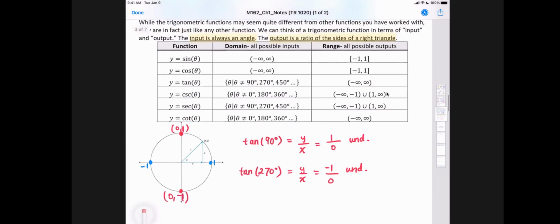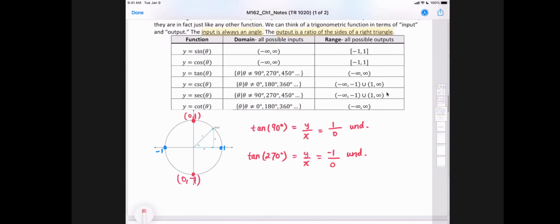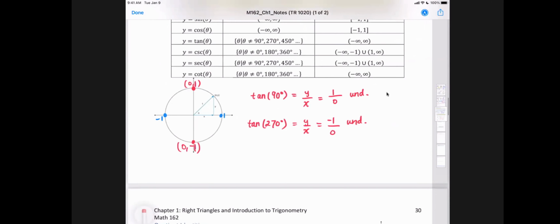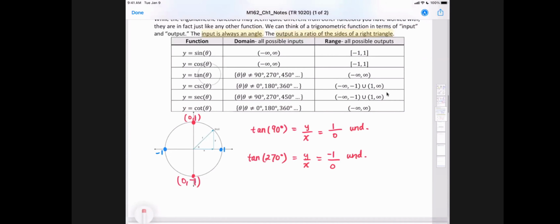But yeah, this is going to be a lot more clear when we start graphing these functions in chapter 2. So this is a short explanation. You'll get the full explanation later in the class. So when you do the homework, just take out this table and look at it to answer the questions.